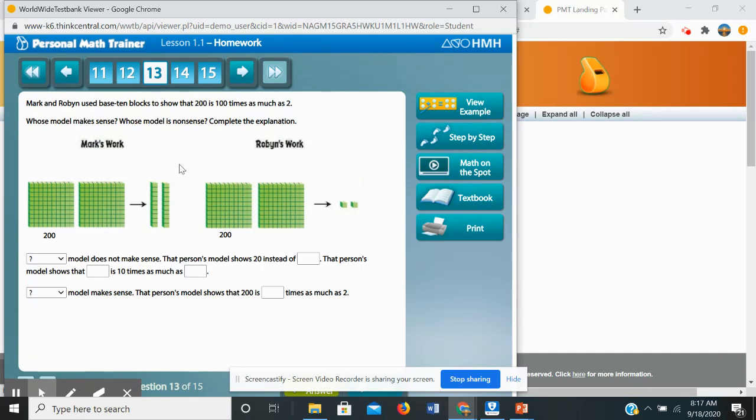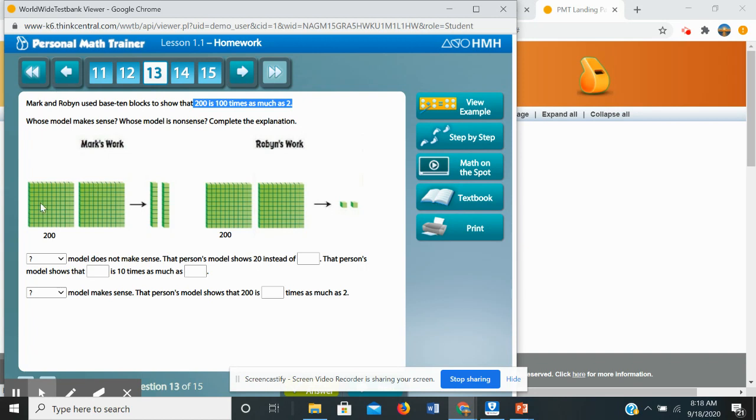So first, before anything, of course, you've got to read what you have to answer. It says Mark and Robin use base 10 blocks to show that 200 is 100 times as much as 2. So this is what they need to do. They need to show 200, that's the answer, and they need to show that 2 is 100 times more, and it'll bring you to 200. They want to know whose model makes sense, okay?